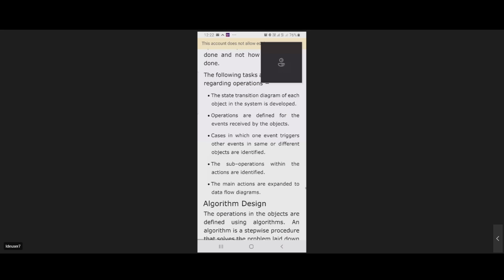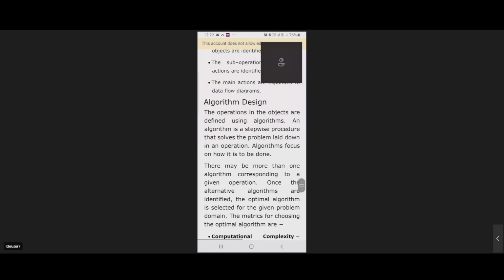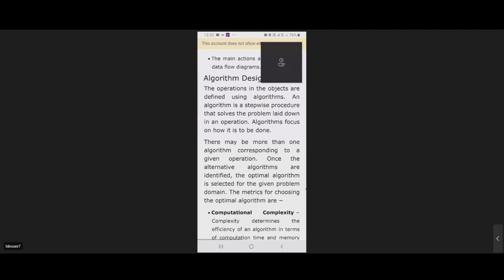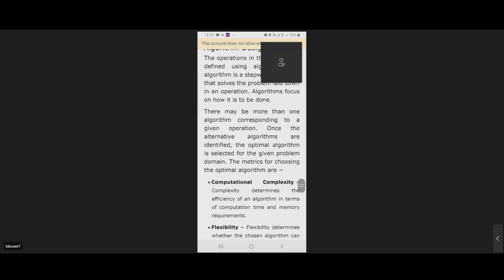The main actions are expanded to the data flow diagrams. What is algorithm design? The operations on the objects are defined using algorithms. We know an algorithm is a step-wise process. An algorithm is a step-wise procedure that solves the problem laid down in an operation. The algorithm focuses on how it is to be done. There may be more than one algorithm corresponding to a given operation. Once the alternative algorithms are identified, the optimal algorithm is selected for the given problem.